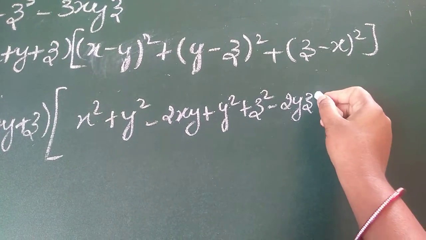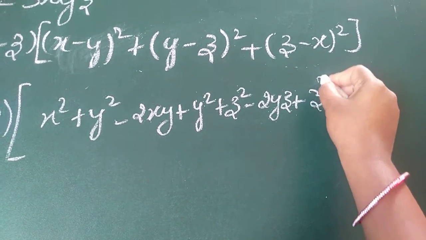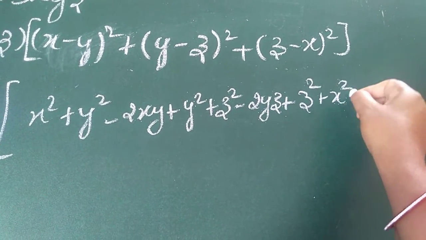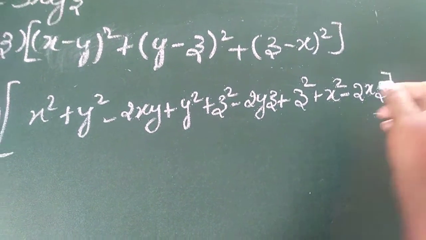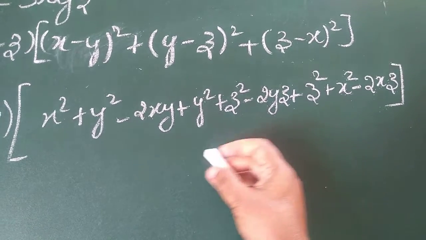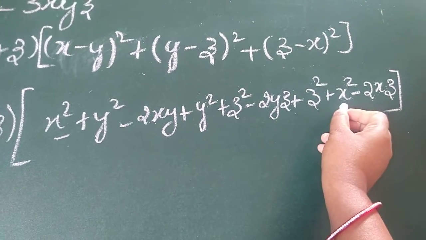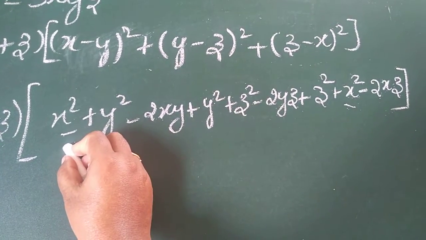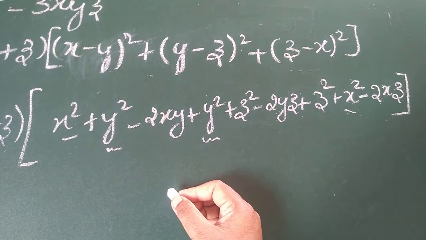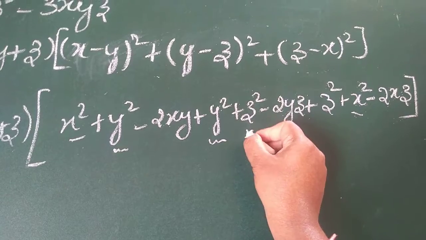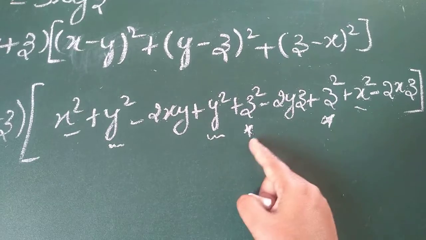Next is again the plus symbol. When you open the bracket, all the terms' symbols remain the same. So z square plus x square minus 2xz. Now close the bracket. Now bring down and solve the common terms: x square and x square, when you bring together you will get 2x square; y square, y square, you will get 2y square; z square, z square, you will get 2z square.